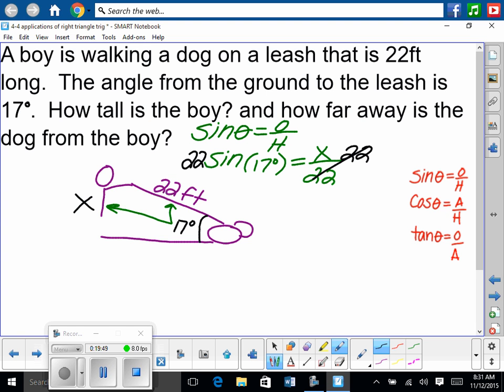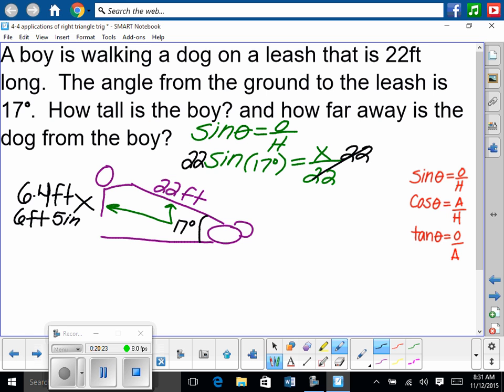So 6.4 feet, right? If I wanted to know how many inches, let's just say I wanted you to be specific. That is 6 feet, but 0.4 of a foot is how many inches? How many inches are in a foot? 12. So you take 12, guys, multiply it by 0.4. And that's 4.8. So let's say he's 6 feet and 5 inches. Okay, 6 feet, 5 inches.